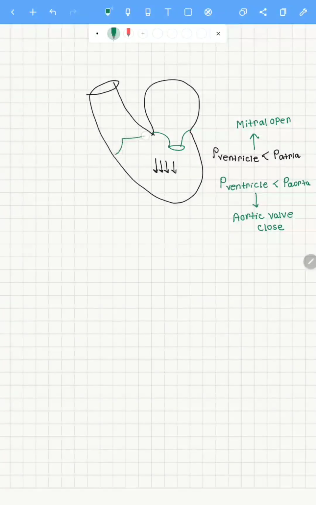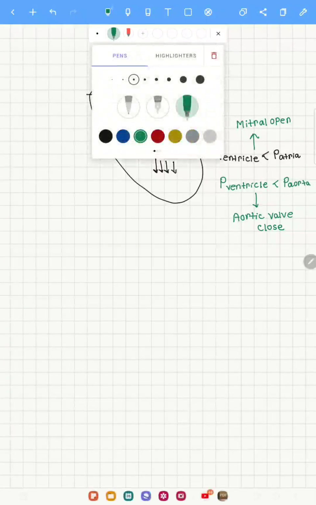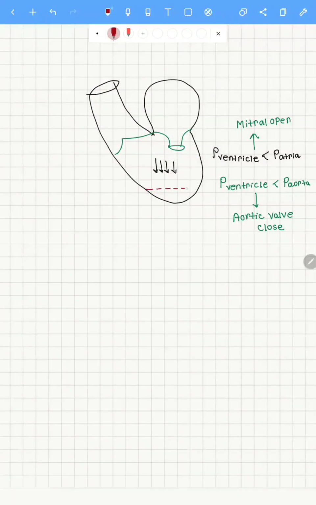Now the ventricle will have some amount of blood left out after the slow ventricular ejection phase, which is called end systolic volume. It will have some amount of blood, which is called end systolic volume, which is present as a consequence of slow ventricular ejection phase.